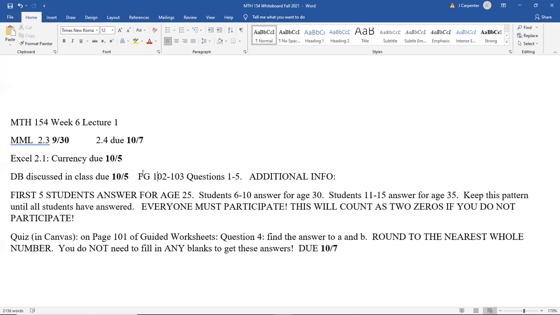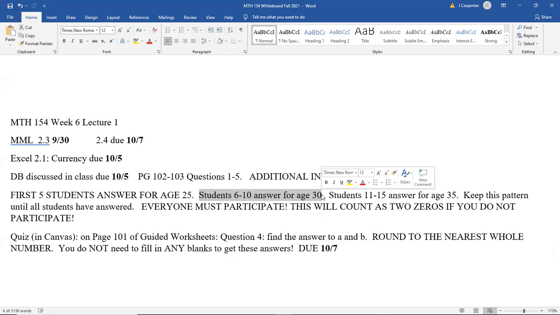Now, when the sixth person comes in, they freak out and they go, oh my Lord, everyone's answered them. I'm gonna get 2 zeros because no, that's not how it works. So when the sixth person comes in, they're gonna go back to question 1 and they'll answer it for age 30. So again, the sixth student comes in, age 25 is done.